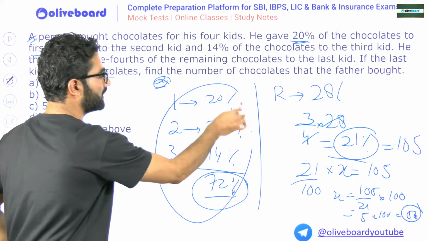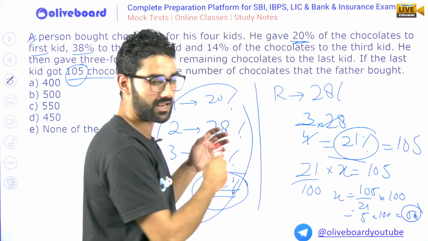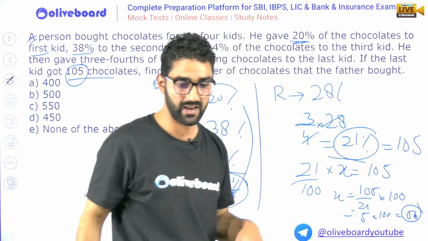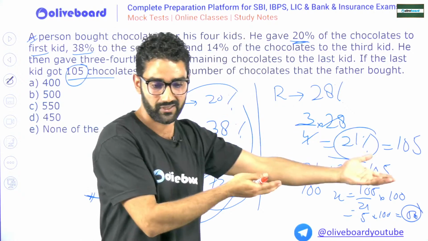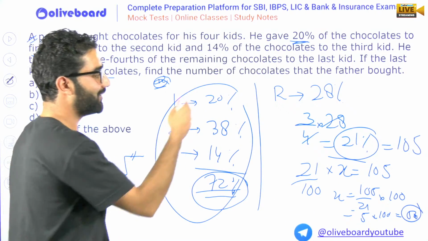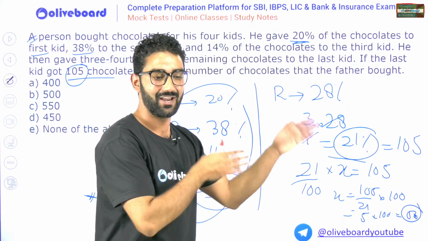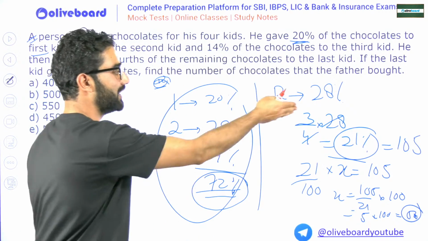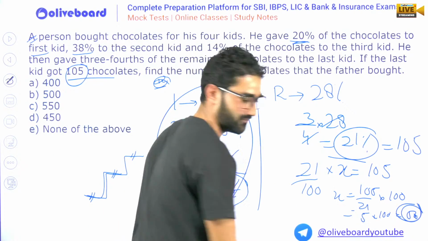You don't even need to write this. You just add this value, you got 72 percentile. Out of 100 percentile, we have only remaining 28 percentile. Out of 28 percentile, 3/4 got the fourth kid. That is 21 percentile. You can write that also. Now 21 percentile is given as 105. It is given in the question. So you can calculate the total number of chocolates was 500.